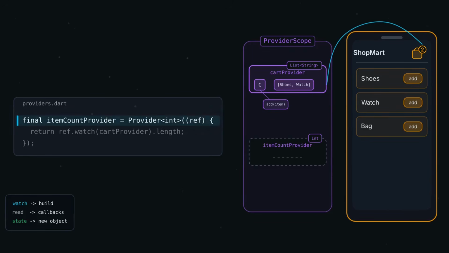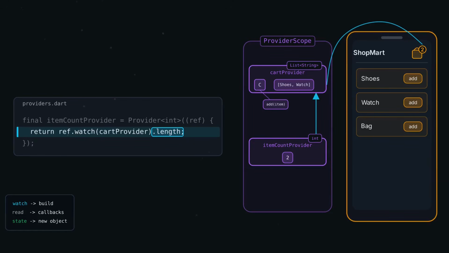Look, a plain read-only provider again. But inside its recipe, ref.watch of cart provider, the same watch we have been using in widgets, working inside a provider. It means my value is built from the cart's value. And whenever the cart changes, rebuild me.